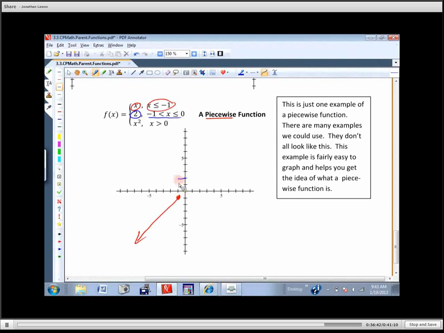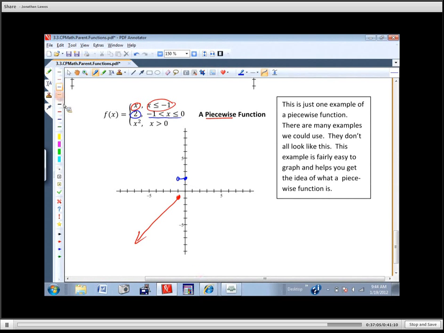Now, at this endpoint right here, at -1, open or closed circle? Got to be open. You can tell without even looking here. It says it's got to be greater than -1. But if these were both closed, what test wouldn't it pass? Vertical line test. And what about at 0? Okay, it would be closed. So I'll put a closed endpoint there.